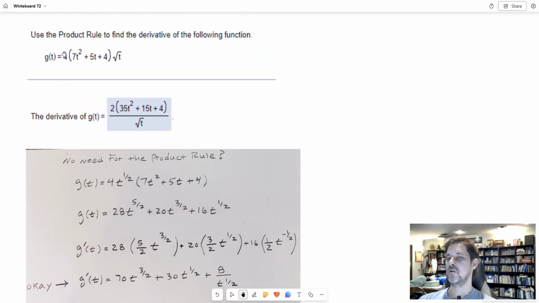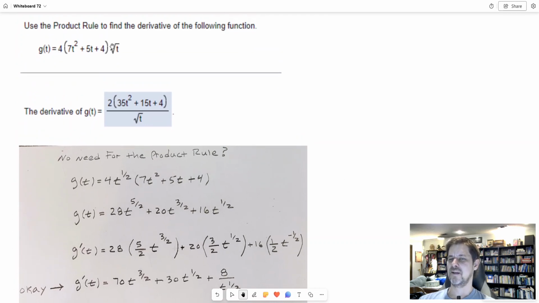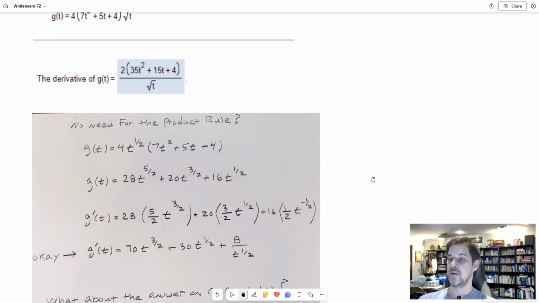Okay, so let me show you my take on this. I see that I could just multiply all this stuff together and then I wouldn't have to use the product rule. And I do think I get an easier situation if I do it that way. So here's what I mean. So let's see, I've got a 4 and I've got root t, but I'm going to write that as t to the 1/2 power, then times 7t squared plus 5t plus 4. Okay, now what I'm saying is I can multiply all this together. I can distribute 4t to the 1/2 power upon each term there. Okay, so when I do that, I get 4 times 7, that's 28.